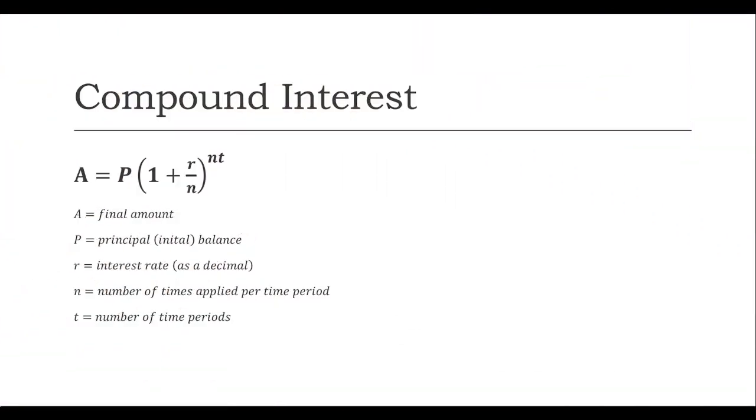So here we have the formula for compound interest. Your final amount equals your principal, or your initial amount, times 1 plus your rate. For example, if your rate was 12%, you'd put it as a decimal, 0.12, and then divided by the number of times applied per time period. So this could be calculated yearly, where n would be 1, half yearly, where n would be 2, quarterly, where n equals 4, or monthly, where n equals 12. And then t is the number of time periods. So for example, if it was 5 years, then t would be 5.